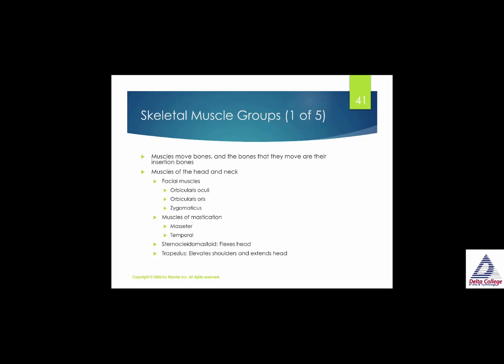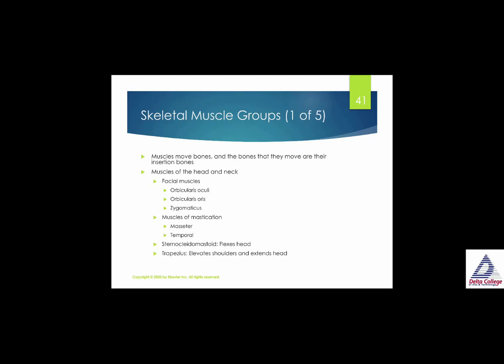So now let's go talk about skeletal muscle groups. So muscles move bones, and the bones that they move are their insertion bones. Muscles of the head and neck include facial muscles such as the orbicularis oculi, orbicularis oris, and zygomaticus. Zygomaticus is a cheekbone. Orbicularis oris is around the lips. Orbicularis oculi is around the eyes.